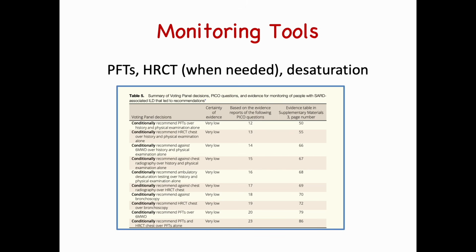You can also, they recommend do an HRCT over a bronchoscopy, but they conditionally recommend against a bronchoscopy for just monitoring. So when it's indicated, when you suspect there is a new onset infection or worsening and it's indicated, then they recommend that you should do an HRCT chest first and see the patient and not go ahead and do a bronchoscopy for monitoring right away. They recommend pulmonary function tests over 6-minute walk distance. And again, they recommend do both pulmonary function test and HRCT over pulmonary function testing alone.